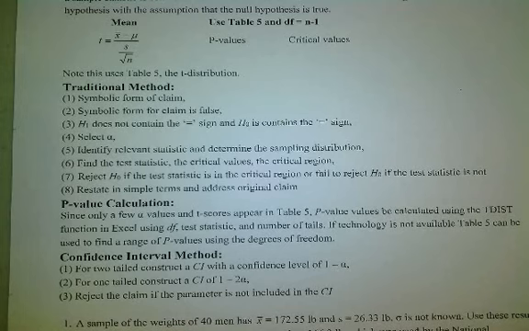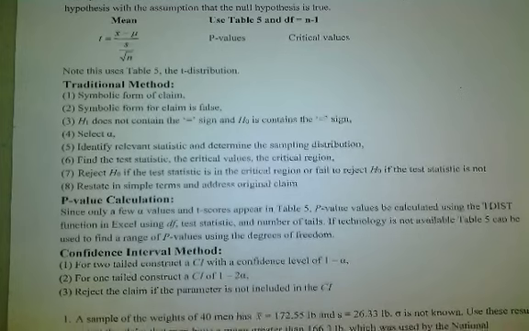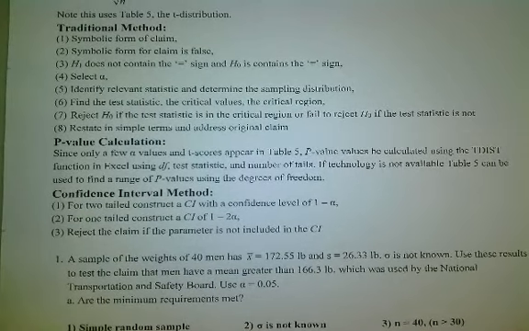So what we're going to do is look at one potential problem, one example to test, one claim to test, and then see how each of the hypothesis methods would look. So first off, we have a sample of weights of 40 men. It has a mean, remember x-bar is the mean, of 172.55 pounds, and s, the standard deviation of the sample, of 26.33 pounds. Sigma is not known.